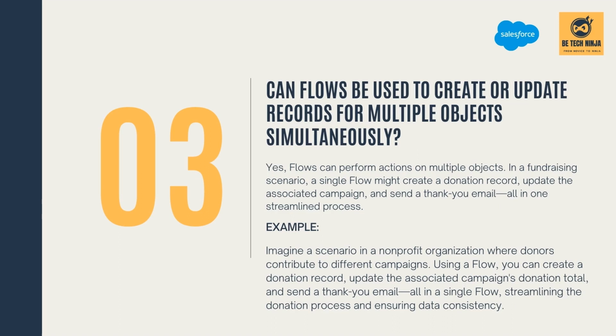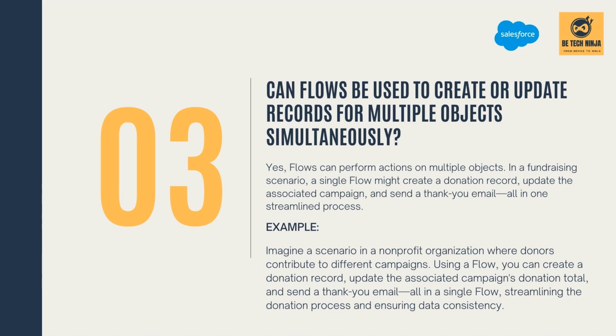Question 3. Can flows be used to create or update records for multiple objects simultaneously? You can answer it like, yes, flows can perform actions on multiple objects. In a fundraising scenario, a single flow might create a donation record, update the associated campaign, and send a thank you email, all in one streamlined process.